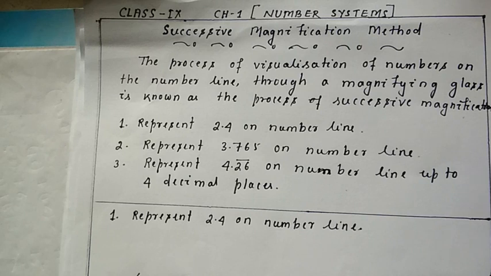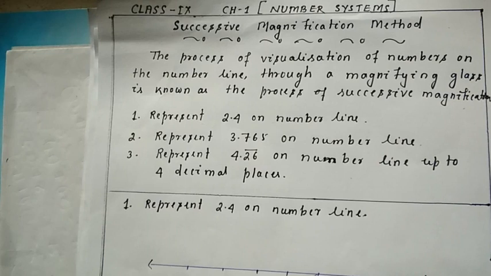Remember students, I will explain here how to represent a real number with a terminating decimal expansion and non-terminating recurring decimal expansion on the number line by successive magnification method. What is successive magnification method? The process of visualization of numbers on the number line through a magnifying glass is known as the process of successive magnification.